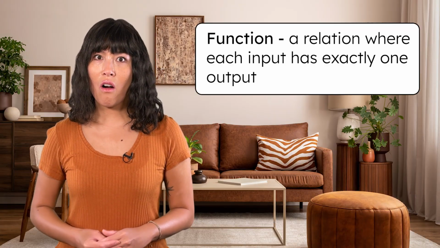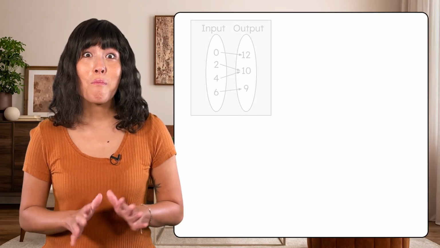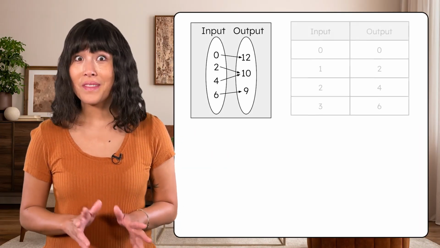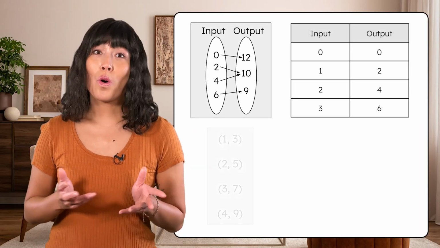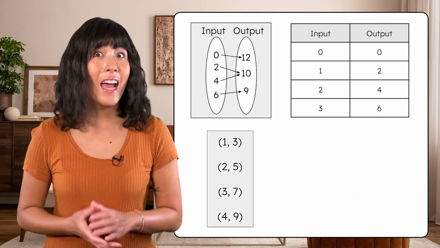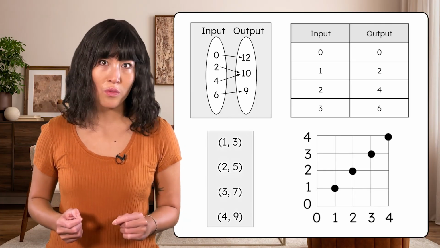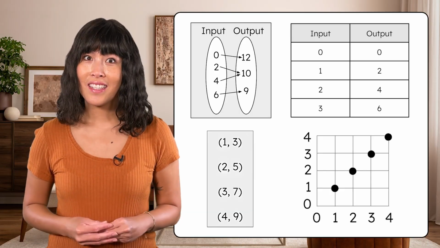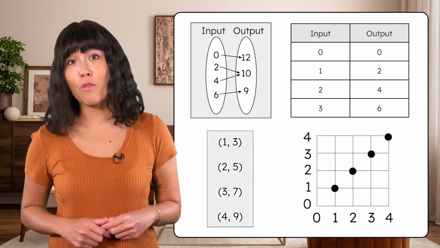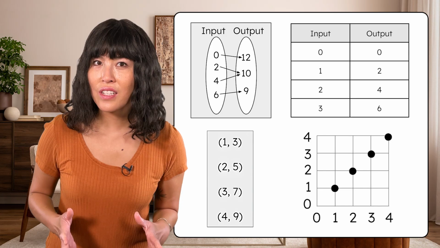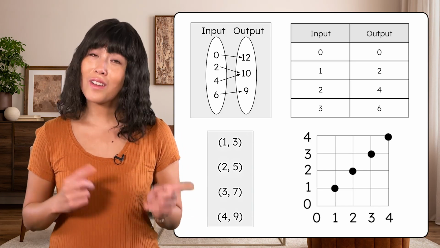So are all relations functions? How do we know? Let's take a look at the different ways we represent a relation and see what they tell us. Mappings, tables, coordinate pairs, and graphs can all help us visually determine whether a relation is a function or not. Today, we'll look at each different type of representation and sort the relations into functions or not functions.